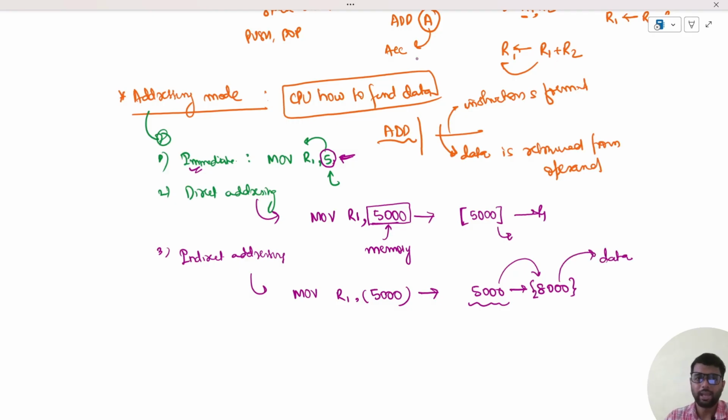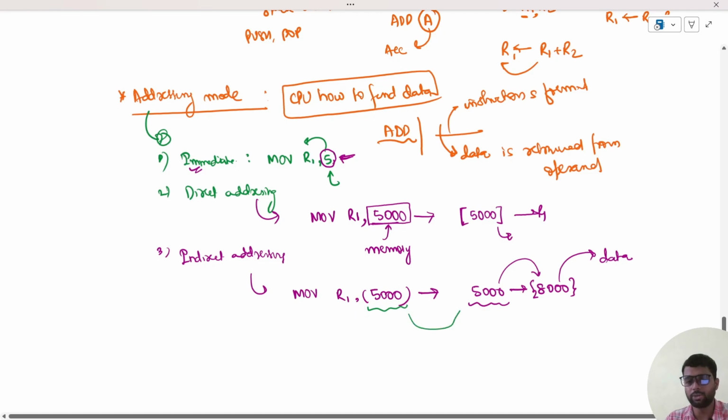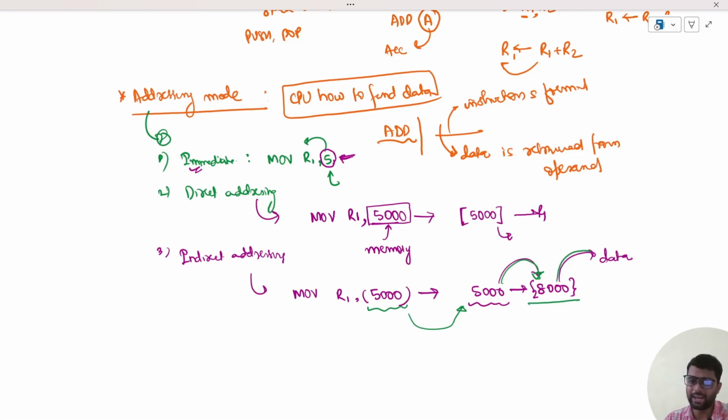That is, in indirect addressing, you are fetching twice. How many times are you fetching? Twice. First, you go to the 5,000 memory location. You fetch the content in it, and that content is not the data. It is the address of the data. You go to that location and then you get the data. This is the indirect addressing.